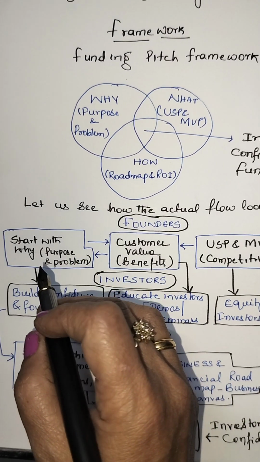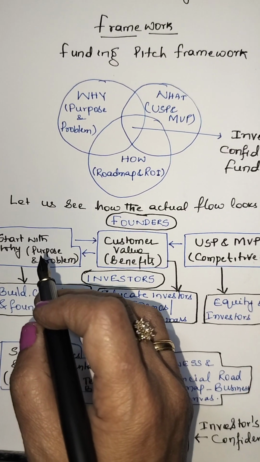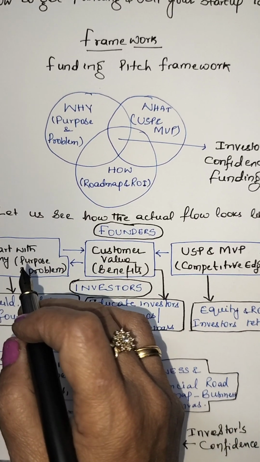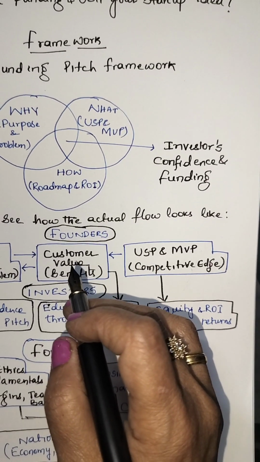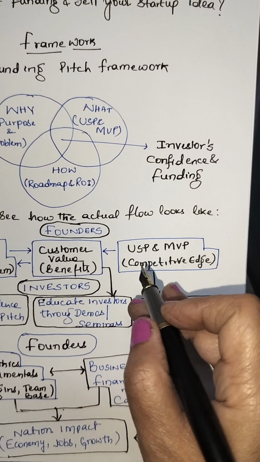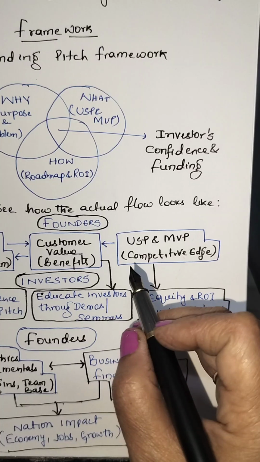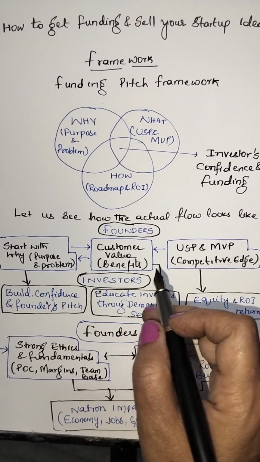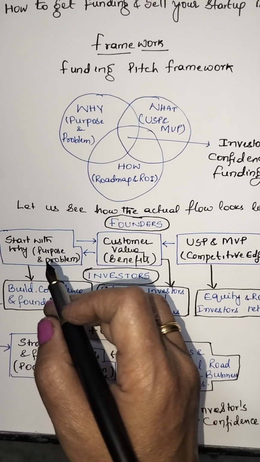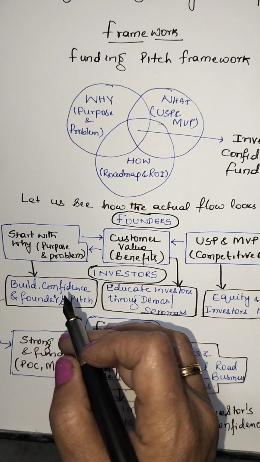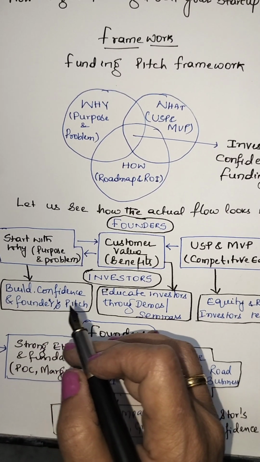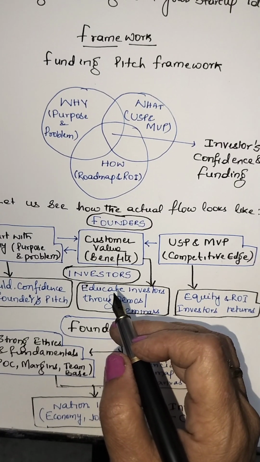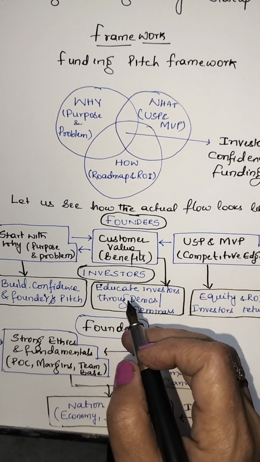The start with why and the customer value are two things that are interlinked. Both actually contribute to each other. Then what contributes to the customer is the USP and MVP. The competitive edge is very important for founders. These three have to be clear. With the why clarity, you will be building confidence and a founder's speech with the investors. And the customer value benefits educate investors about the entire venture or the idea of your business.